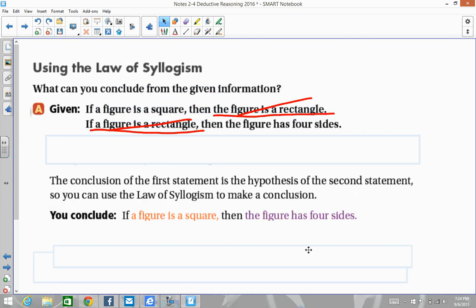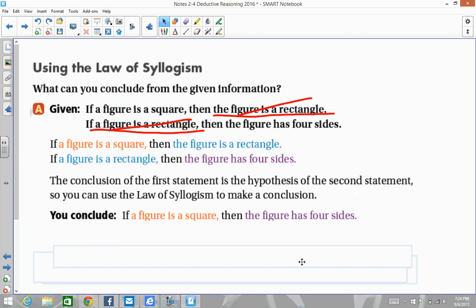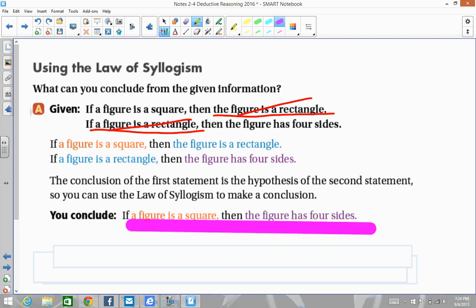Oops, we'll just pull these things off so you can see. So the conclusion of the first statement is the hypothesis of the second statement, so you can use the law of syllogism to connect them all together. And here is our answer right there. If a figure is a square, then the figure has four sides.